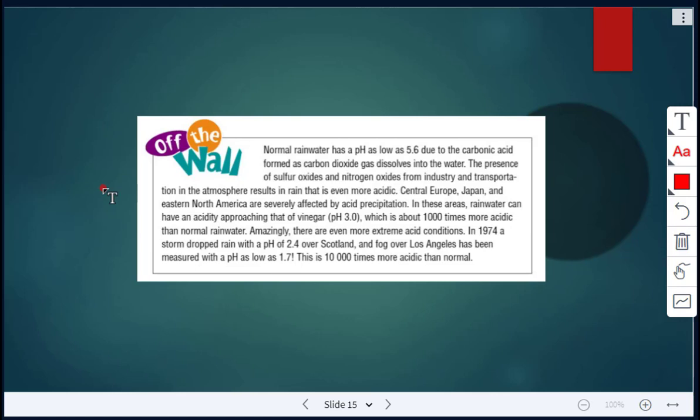Even more acidic, extreme acidic conditions. In 1974, there was a storm that dropped rainwater with a pH of 2.4 over Scotland. And Los Angeles has been measured to have a pH as low as 1.7. That's 10,000 times more acidic than normal.